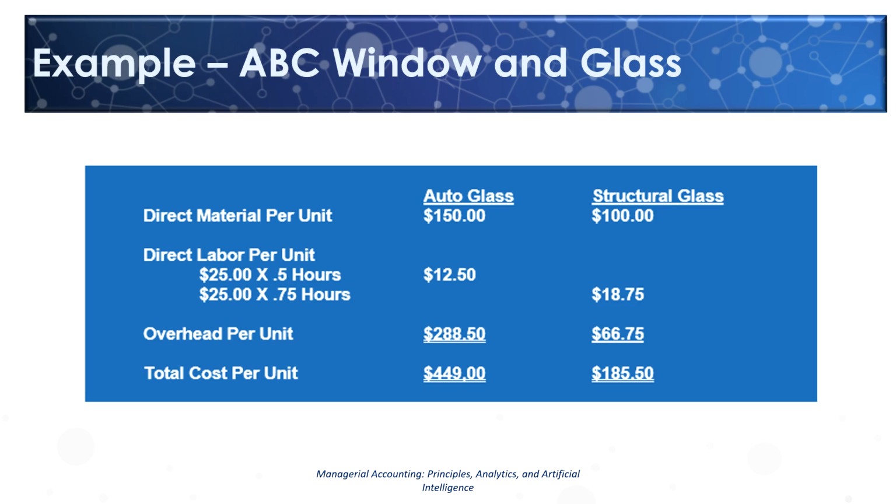Now we can tally the total expected cost per unit of auto glass and a unit of structural glass. Direct material and direct labor are applied as we did with the traditional cost method. $150 of material to auto glass and $100 to structural glass. Labor, $12.50 is applied to auto glass and $18.75 to structural glass. Overhead is applied using the ABC approach that we just computed, $288.50 to auto glass and $66.75 per unit of structural glass, for a total cost per unit of $449 per unit of auto glass and $185.50 per unit of structural glass.